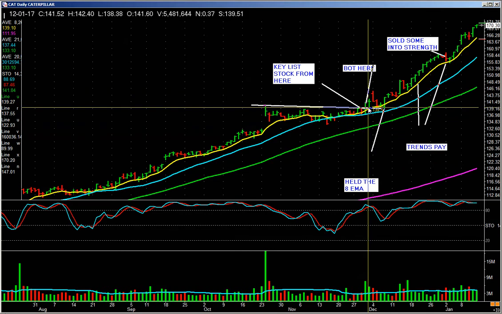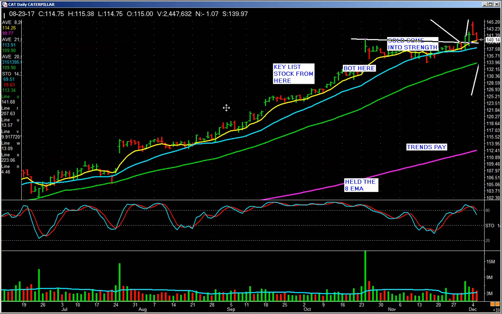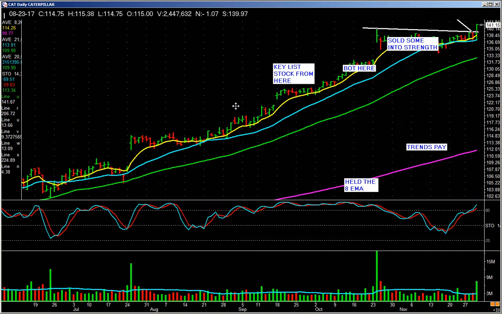Caterpillar, entry right here. I'm going to go back in time for you, kind of like they did in Back to the Future, right?